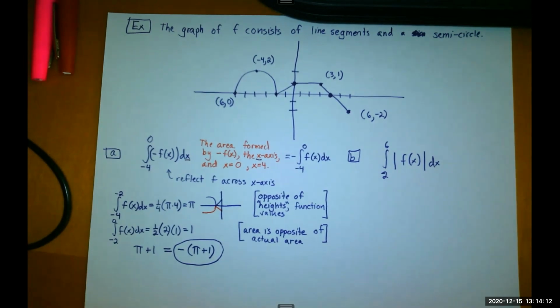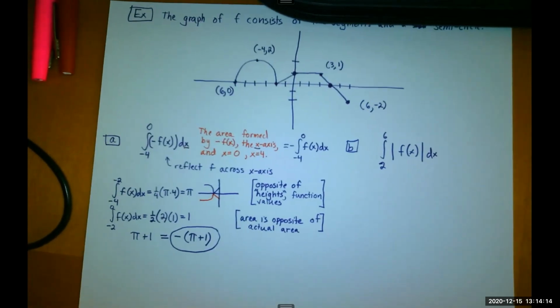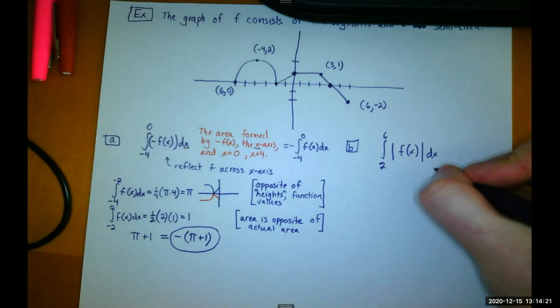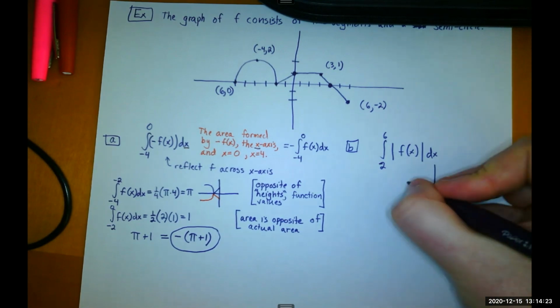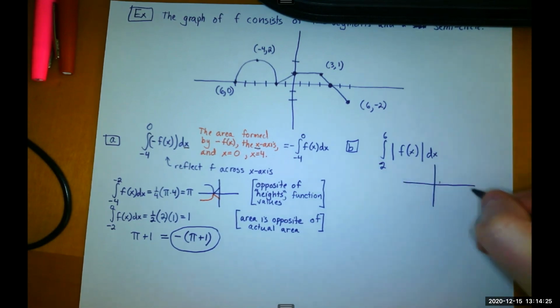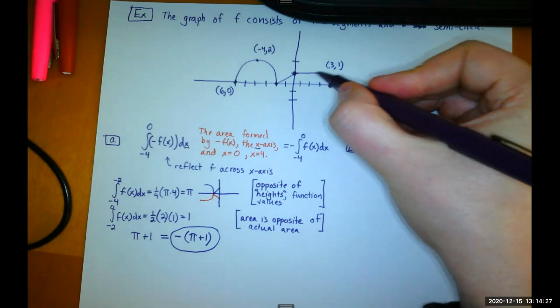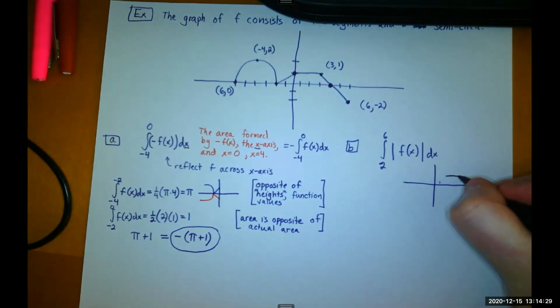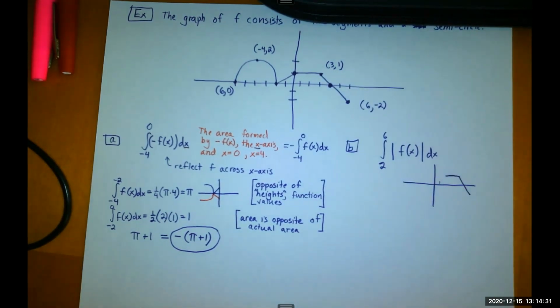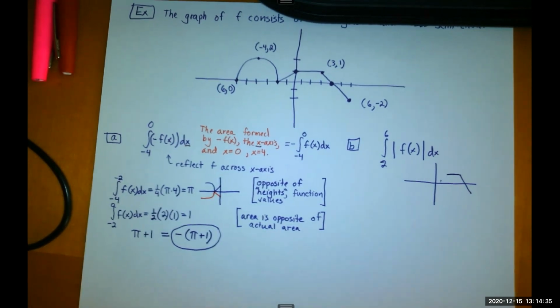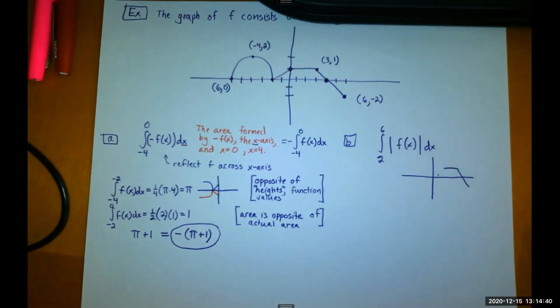Okay, drawing our attention here to letter B, we want the definite integral from 2 to 6 of the absolute value of f of x dx. So we're going from 2 to 6. So 2 to 6 means I've got this piece of the graph, right? That's 2 to 6. Okay. If you take the absolute value of that function, you get this.